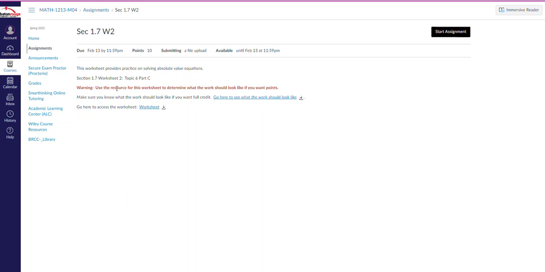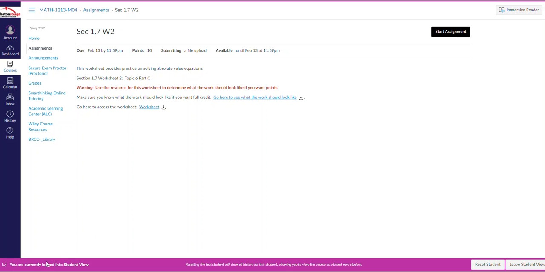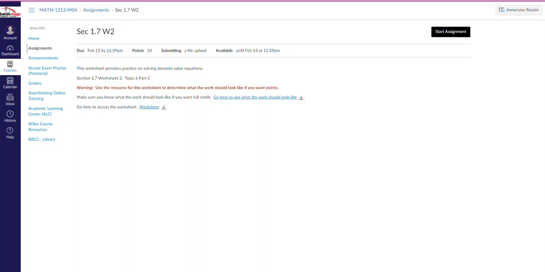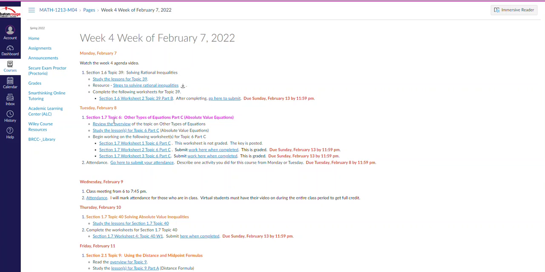Again, notice there's a resource that you need to look at, and then go here to access the worksheet. Worksheets 2 and 3 are similar. It's opening up, so there's the worksheet. This one has 5 problems. Make sure you're looking at the lessons to see what to do when solving these absolute value equations. All right, that's important. Then let me go back to the previous page. So that's what you'll do on Tuesday.